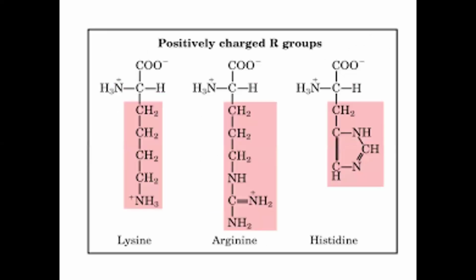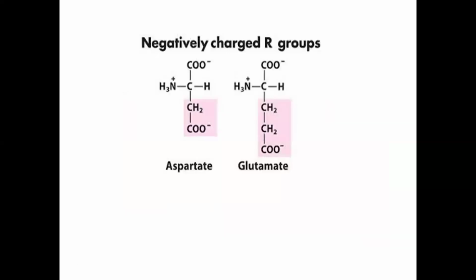So positively charged R groups include lysine, arginine, and histidine, and they can have a positively charged R group. We have the amino group here, fully protonated, positive here, also positive. And these can also be classified as basic amino acids.